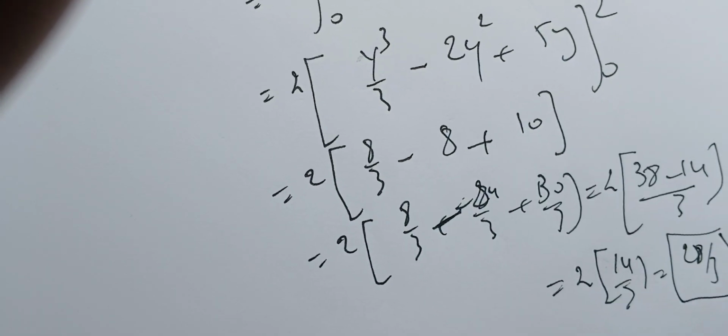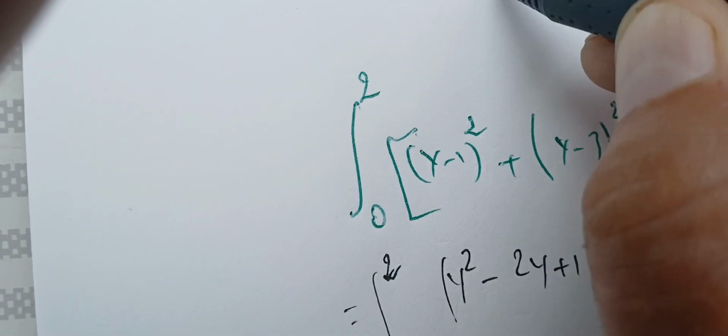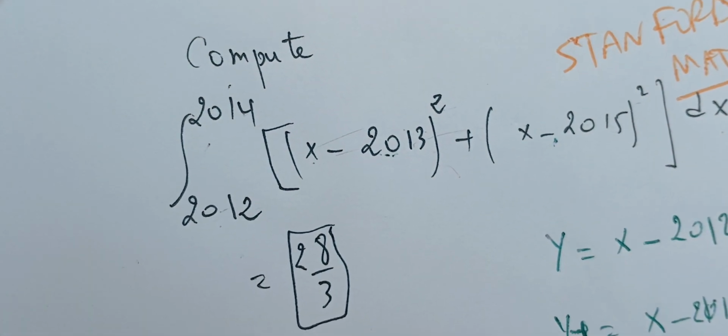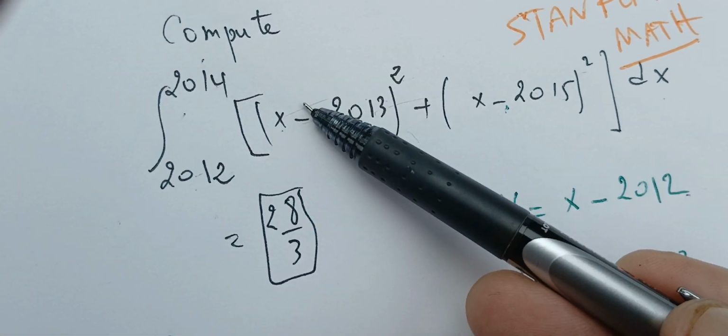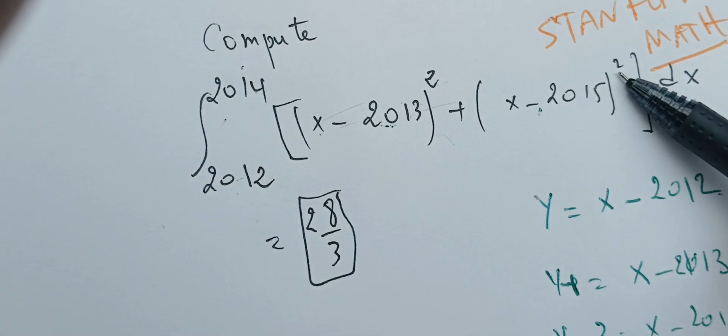I was rushing here to get the value. So it's 28 over 3. This is the value that we get here. So a change of variable is nice here, because when I compute these values directly, it would be difficult because of these large numbers.